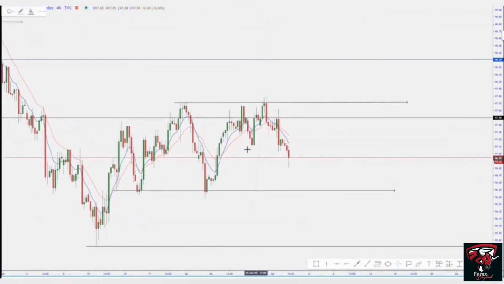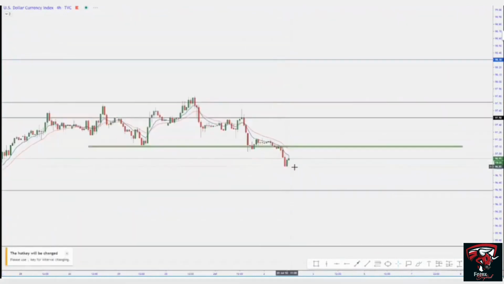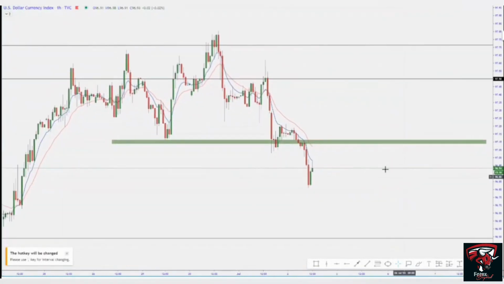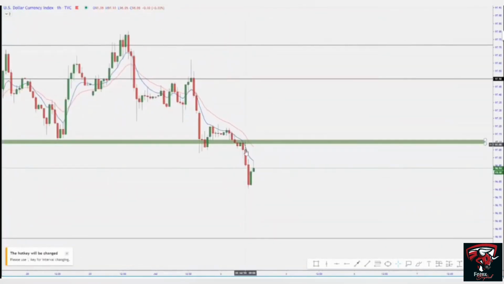If you noticed, when I started the video, I had this level marked out over there, because what I had expected is that we are going to close below this level, and then after that close, we get a clean retest, which did happen. If you go to the 60-minute time frame, you can see that we did get a retest on that level.